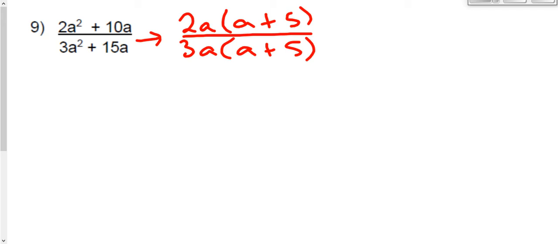I can see that in the numerator and the denominator, I'm multiplying both terms by a plus 5. Those can cancel, and they turn into the number 1. I also have an a on top and bottom that can cancel and turn into the number 1. All I'm left with is the fraction 2 over 3. That's it, and it can't be reduced.